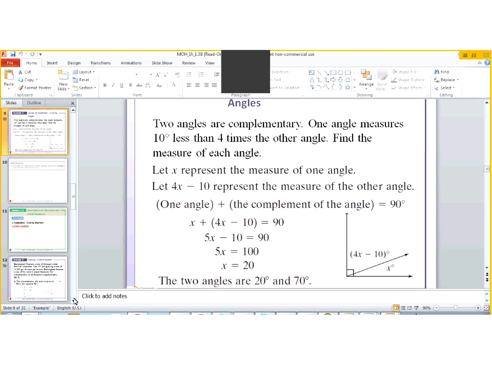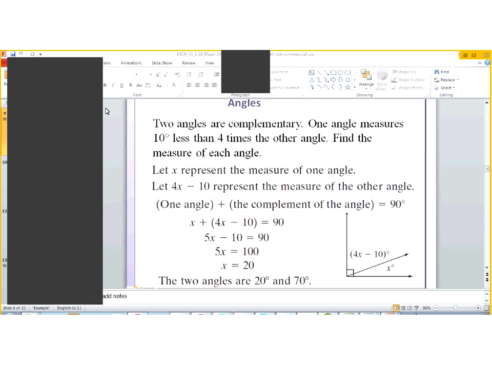Supplementary and complementary. So let me show that on the board also, since this is important. I'm going to give you something very similar to the one you see on the test. So let's do that.